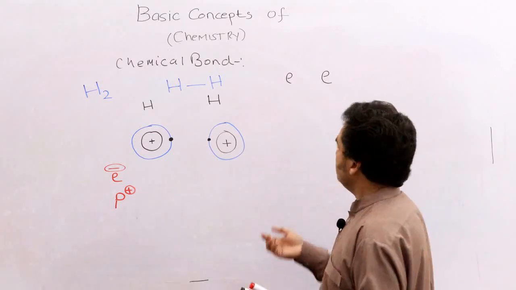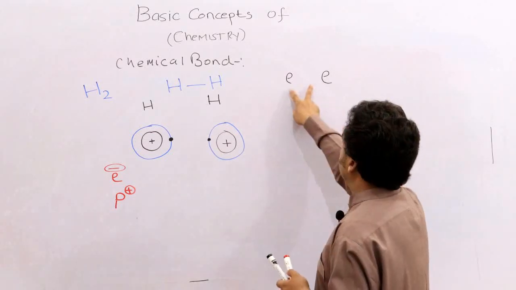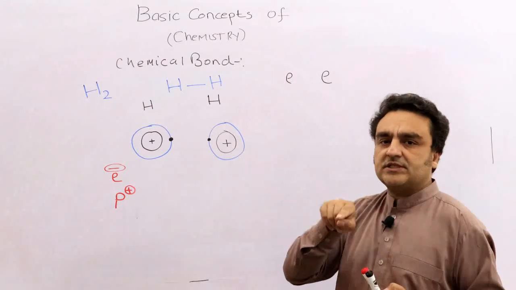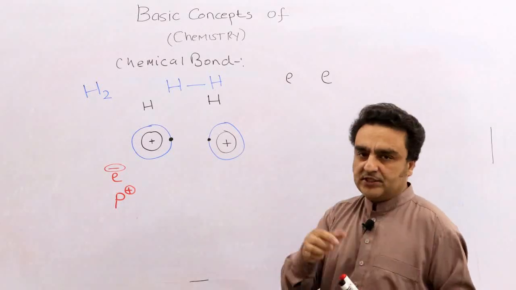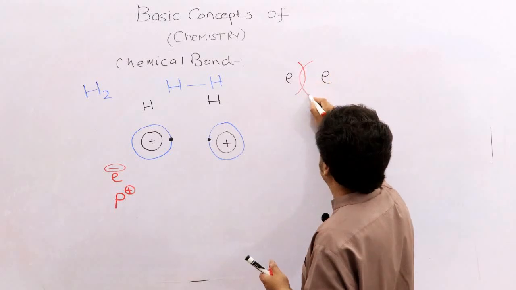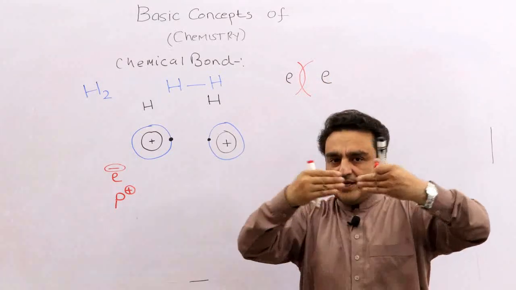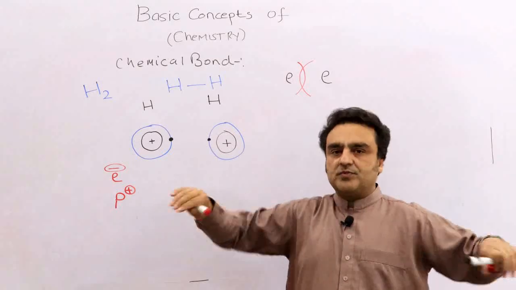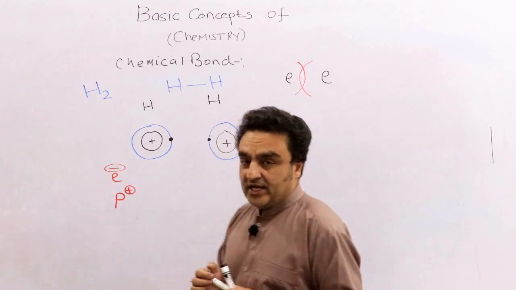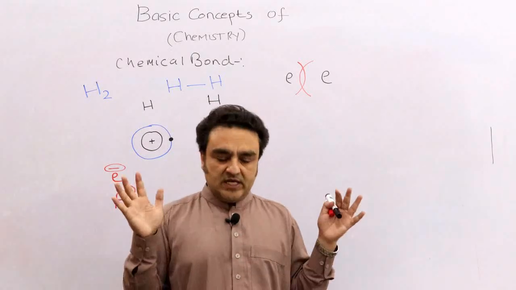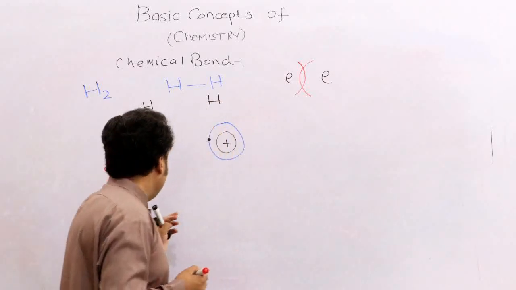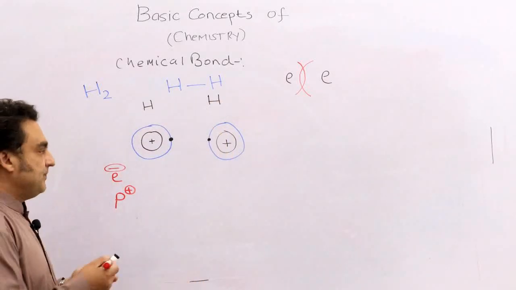So how do they repel each other? I will draw some lines for repulsion. Both of them are repelling each other, so I am writing this line to show that they are repelling each other. Both the electrons are negatively charged, and when two same charges come into place, they repel each other. Same is the case with protons.